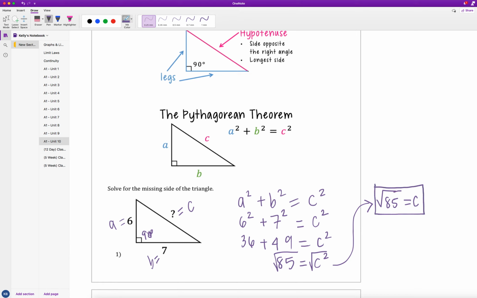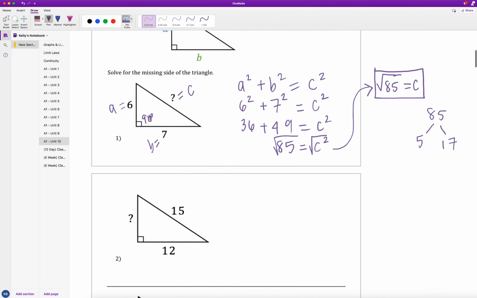So for this first example, our missing side length, which is our hypotenuse, would be equal to the square root of 85. Now the square root of 85 is not going to reduce down anymore, since if we do a factor tree on 85, we would get 5 and 17, and those are both prime numbers. But if we could simplify the square root down, we would want to simplify those. Let's look at our next example.